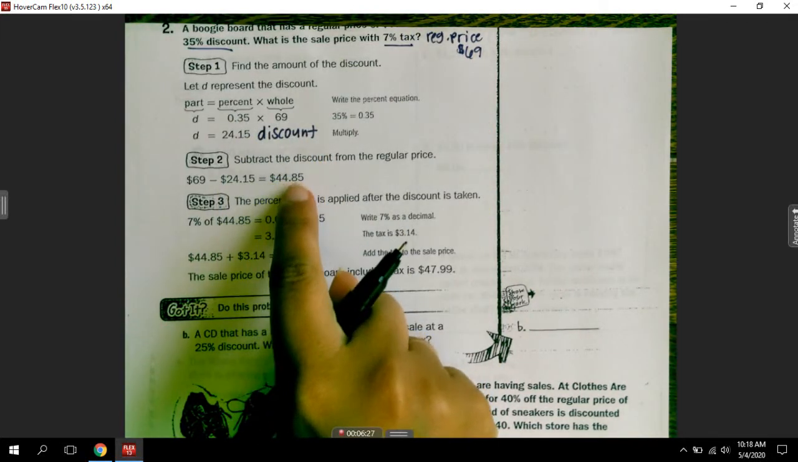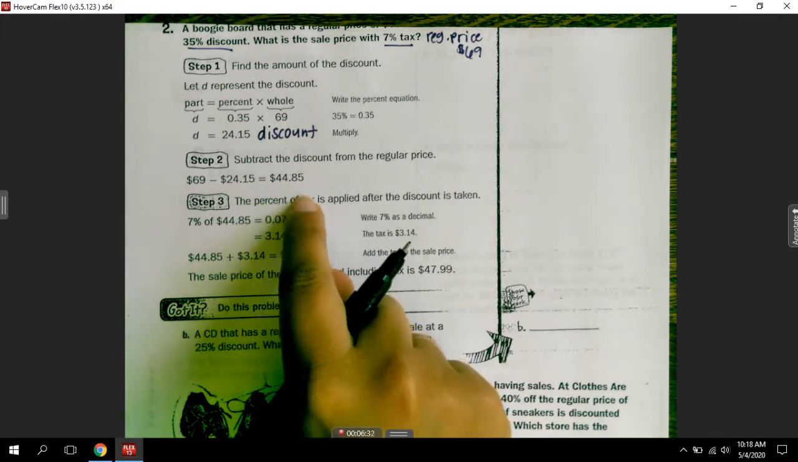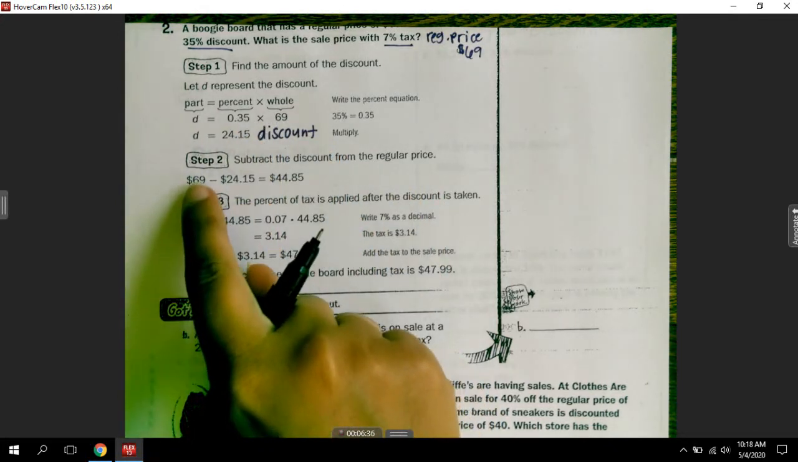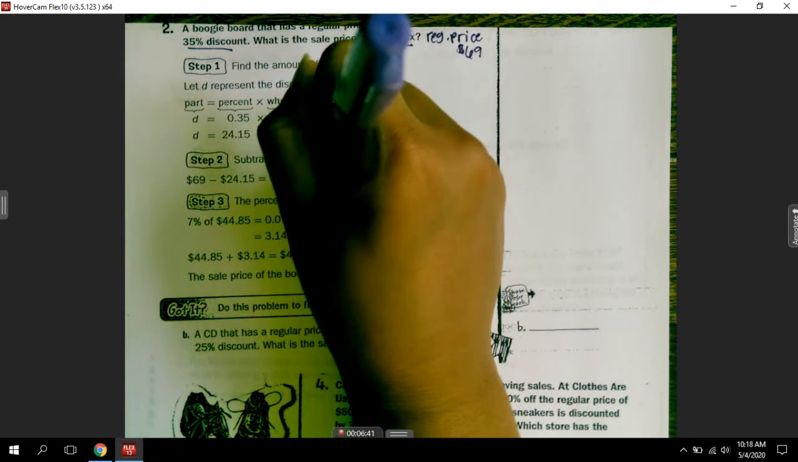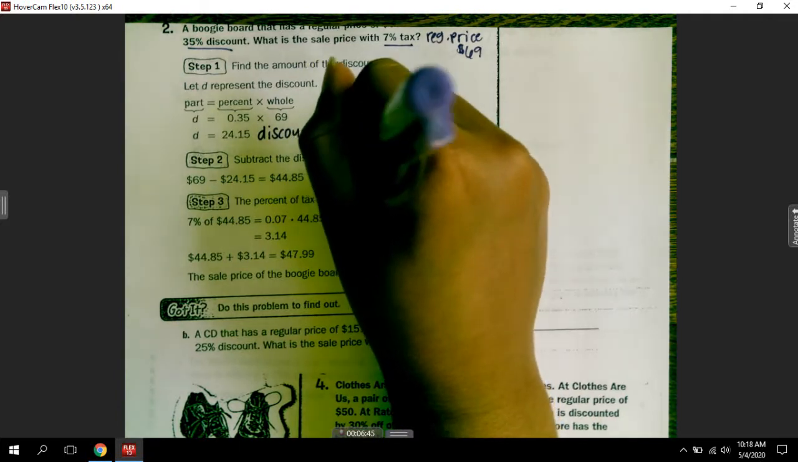Step 2 is now to find how much you're paying. So this is still the same as what we just did. You've got the original minus how much money you're saving. So the sale price is $44.85.